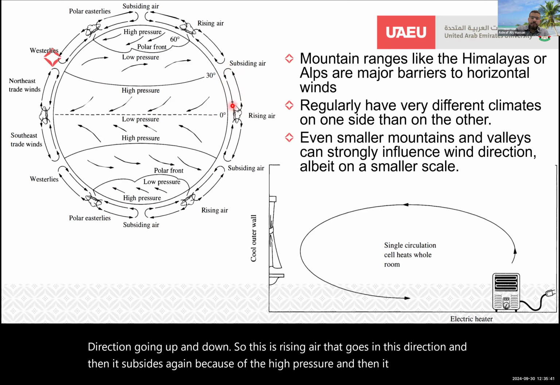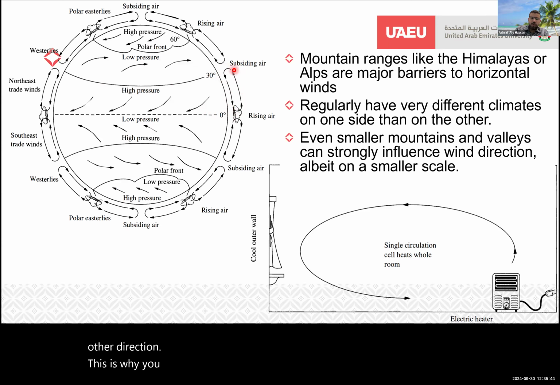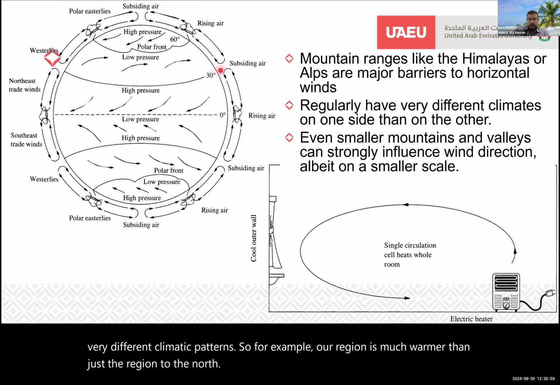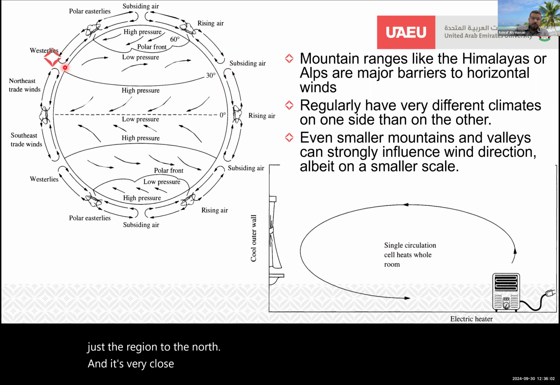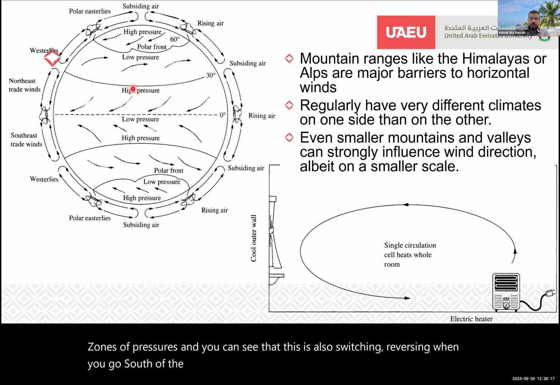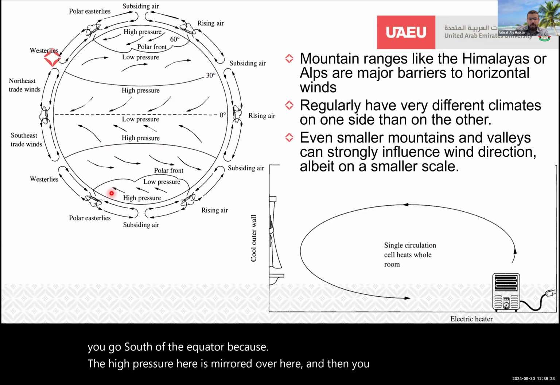the other direction. This is why you will find places that are very close to each other and they have very different climatic patterns. So, for example, our region is much warmer than just the region to the north, and it's very close. This is because of different zones of pressures. And you can see that this is also switching, reversing when you go south of the equator, because the high pressure here is mirrored over here, and then you have the polar front with the low pressure.